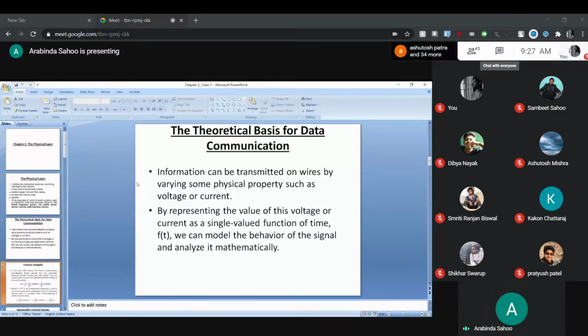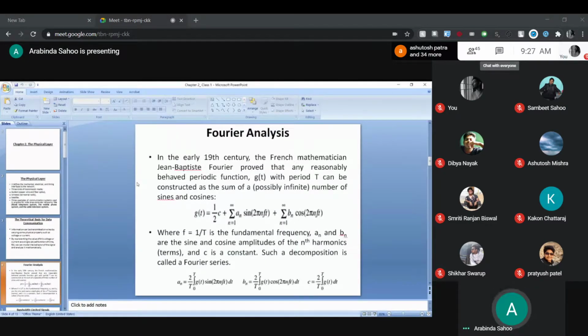Okay, so next is Fourier analysis. Write this down. I think you must somewhat know the Fourier series and Fourier transform from your mathematics. So as far as your course is concerned, we will cover some part of this Fourier analysis which is required in your course.